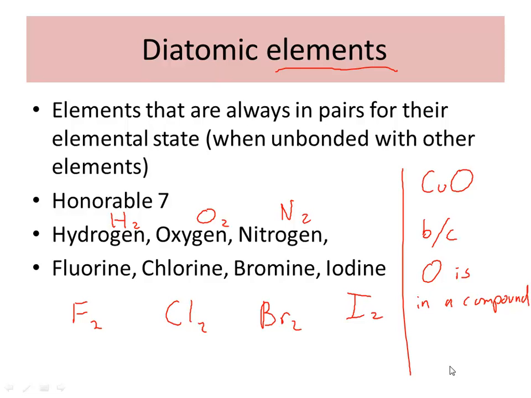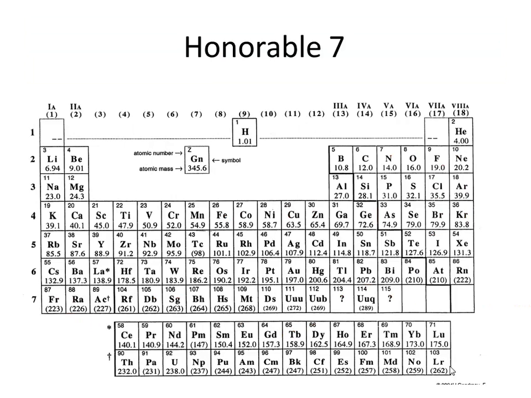How you can remember the diatomic elements is they're the Honorable 7. Honorable: H, O, and N. And they kind of make a 7 on the periodic table. Do you guys see that? A little 7 right here. Honorable 7. H-O-N, and there's 1, 2, 3, 4, 5, 6, 7 of them. So that's a way you can remember the Honorable 7. They're all the diatomic elements.